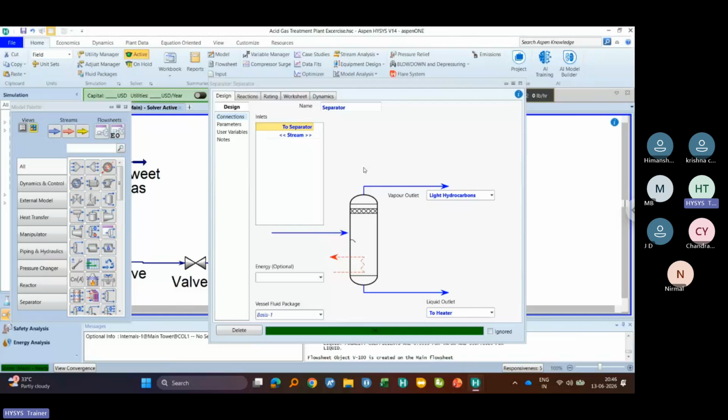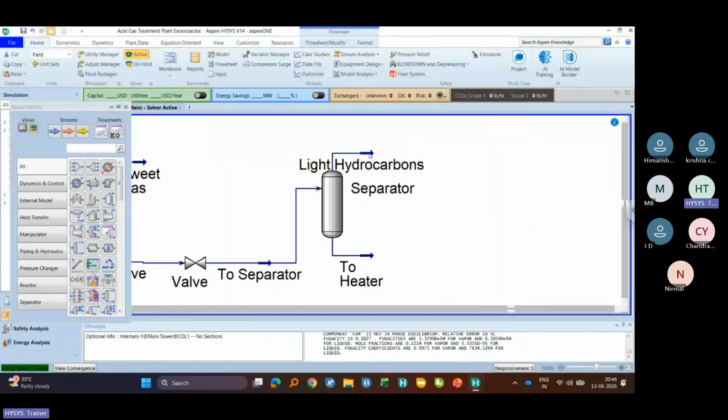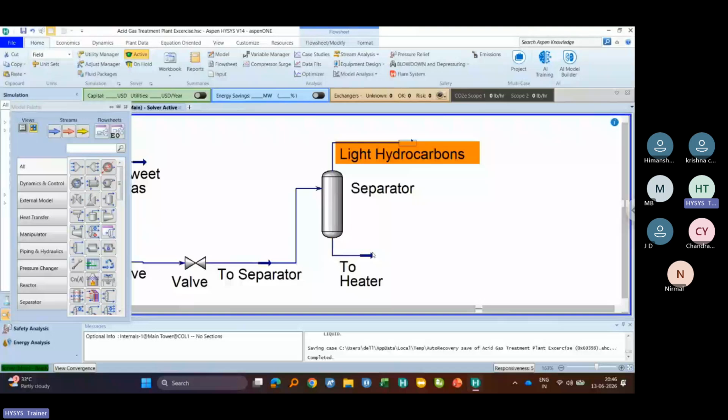Now here they told us to add one additional parameter, delta P inlet at 35 psi. So where can we add that? We can go to this design tab, parameters, delta P for inlet is 35 psi. So we will just give that value. This is an additional design specification that they have told us to add in this. So we have added that as well.